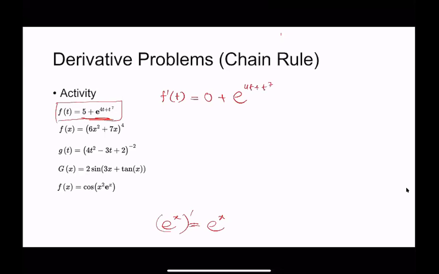But that's not the full story. I have to multiply by the derivative of the inside function. So I will simply multiply this by 4, because the derivative of the inside function is, if you find the derivative, this will become 4 plus 7t to the power 6. And that's it.